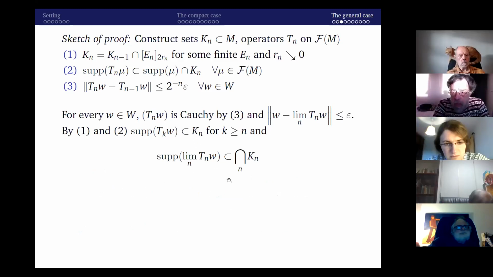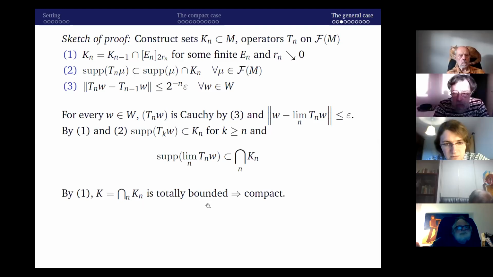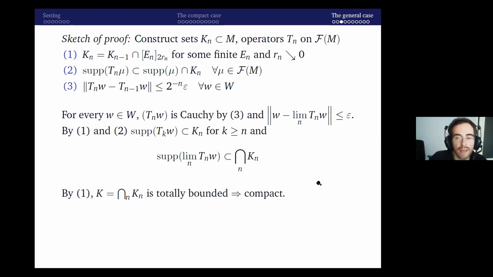So the support of the limit is contained in the intersection of all these sets Kn. And this is the compact set we are looking for because by definition, this intersection is totally bounded. It is contained in finite unions of balls of arbitrarily small radius. So it's a compact set. And I have tried to make this very quick. I just wanted you to see the general idea, which is taking this intersection of finite unions of balls. And this is very natural.